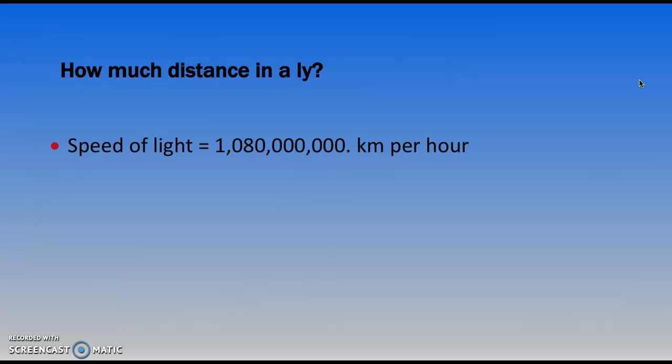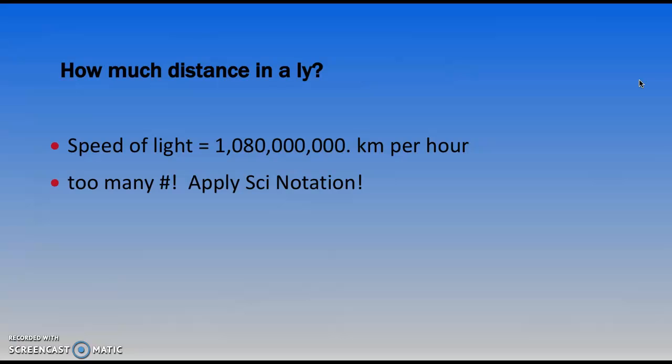So let's say we know that the speed of light is, look at it, 1,080,000,000 kilometers per hour. That doesn't tell us what the distance is in a light year, because we only know the distance in a light hour. And we really want to know the distance in a light year, but we can calculate it. And we want to calculate it because there are way too many zeros in here.